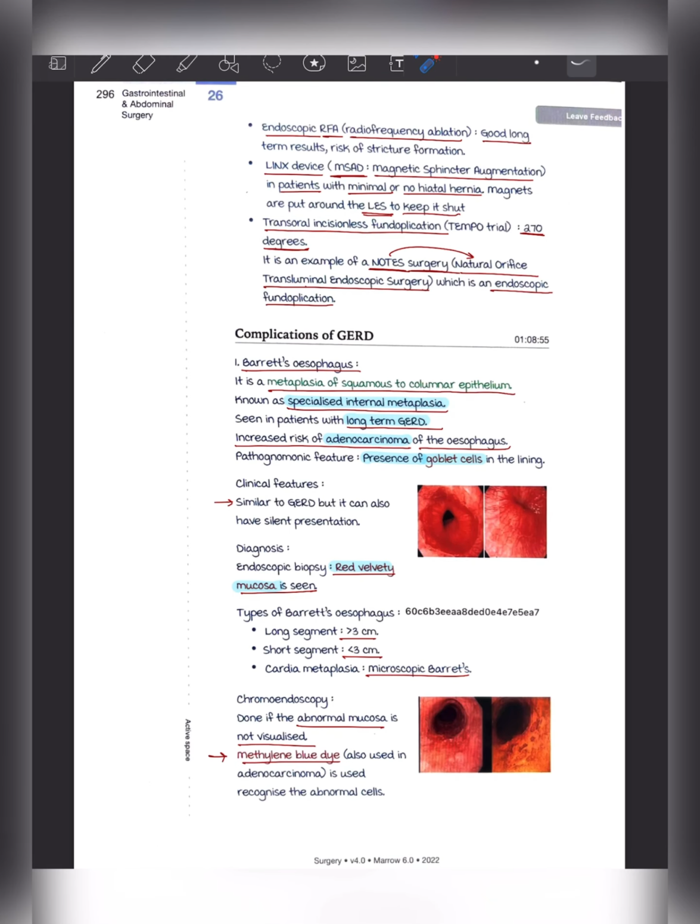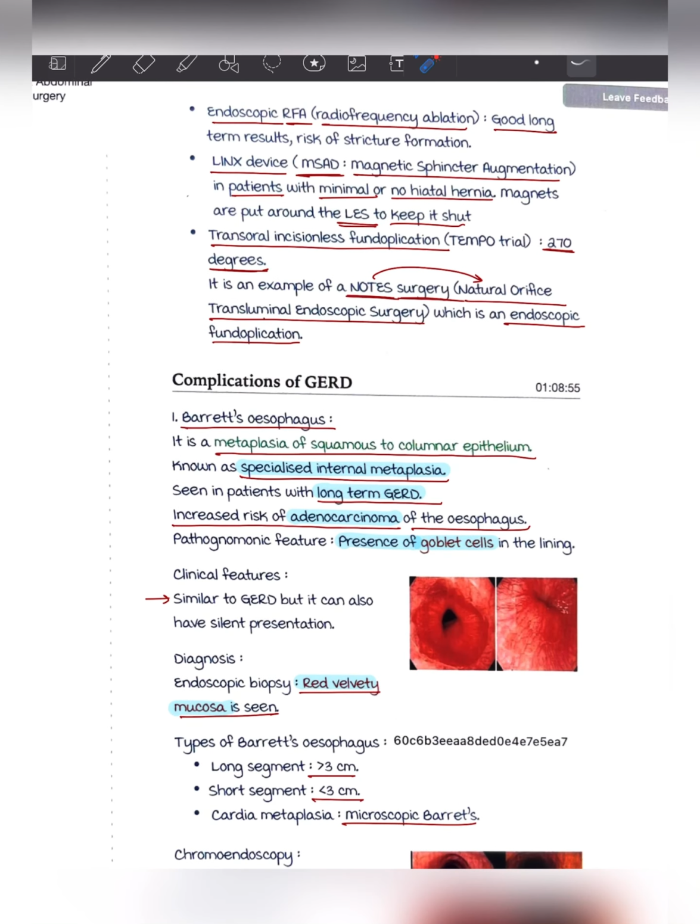Now some other newer modalities are endoscopic radiofrequency ablation. It has good long-term results, but there is risk of stricture formation. There is the LINX device, and there is MSA, magnetic sphincter augmentation. It is done in patients with minimal or no hiatal hernia. There are magnets put around the lower esophageal sphincter to keep it shut.